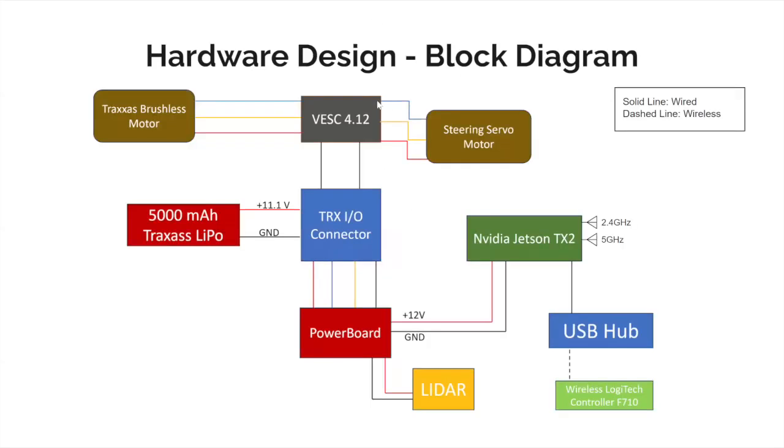This is the block diagram of everything I pretty much explained. The brushless motor is then controlled by the VESC. The VESC also connects with the servo motor that can control steering. This connector right here is what connects the battery to the VESC and to our power board. The power board then powers the Jetson and the LiDAR via 12.5 volts. And then the USB hub is connected to our wireless controller that then operates and moves the vehicle whenever it is in manual mode.